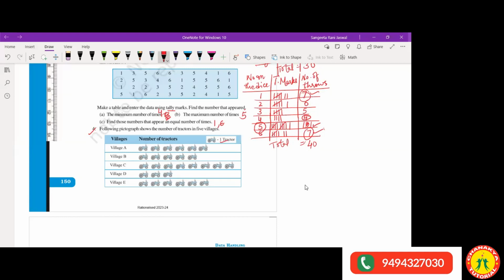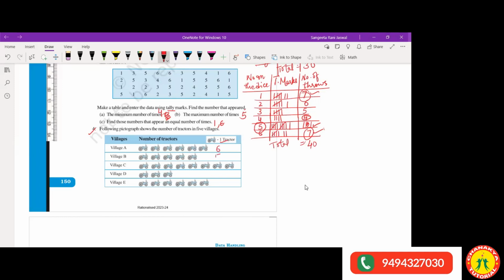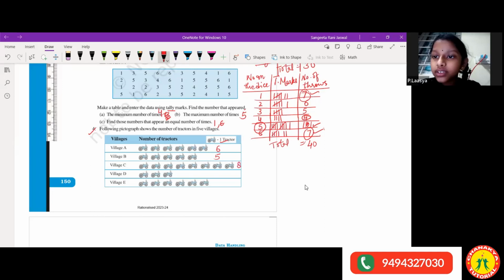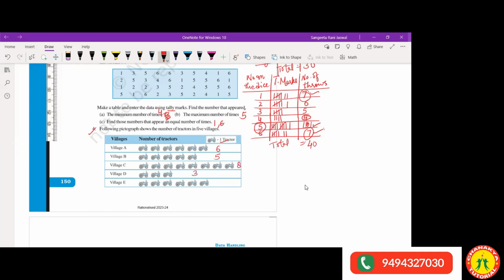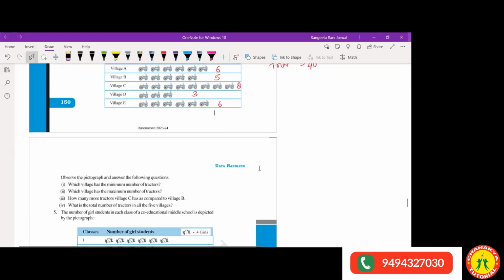So village A has how many tractors? 1, 2, 3, 4, 5, and 6. Village B has how many? 5, ma'am. Village C, 8. Village D, 3. Village E, 7. 6, ma'am. Okay. Now let's see what questions are asked here. Now observe the pictograph and answer the questions.